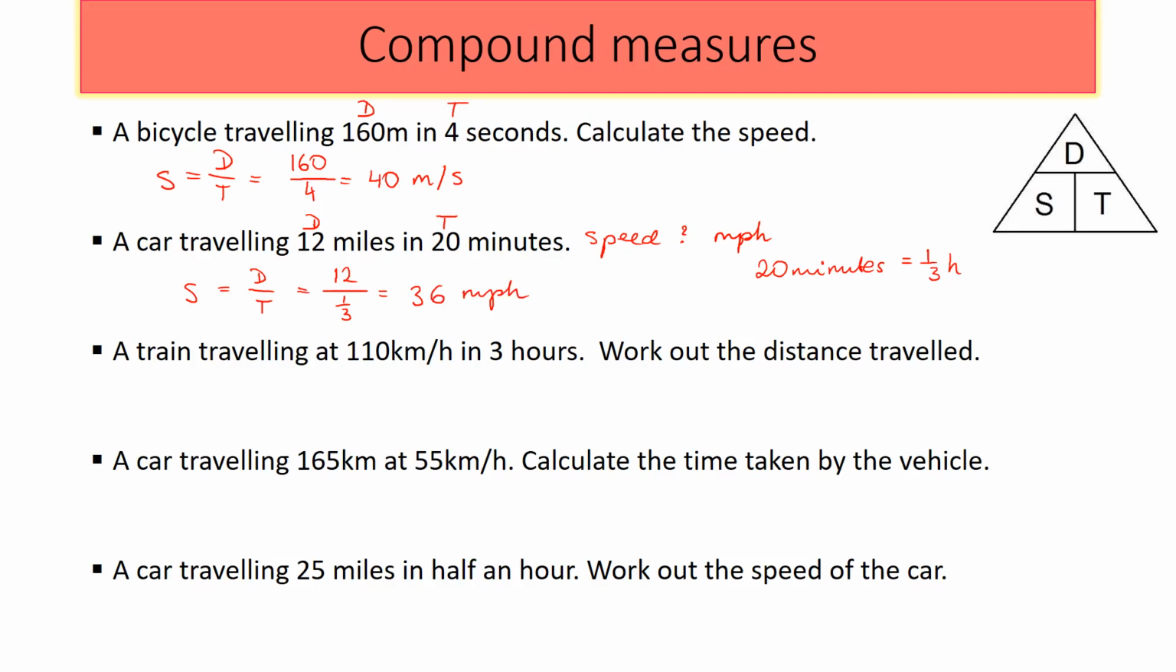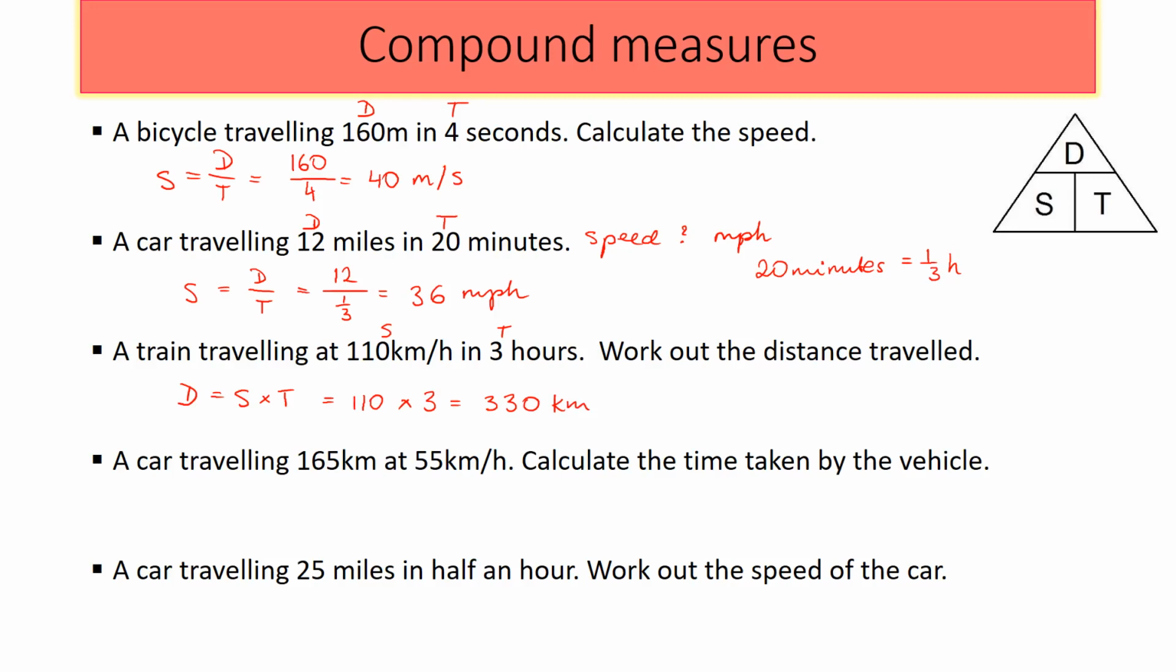Okay, a train traveling at 110 kilometers per hour, so this is speed, in 3 hours, this is the time. Work out the distance traveled. To find the distance, I need to times speed and time. That is 110 times 3, which is 330. Now the speed was in kilometers per hour, that's going to be 330 kilometers.